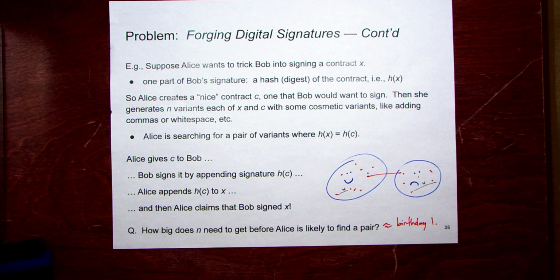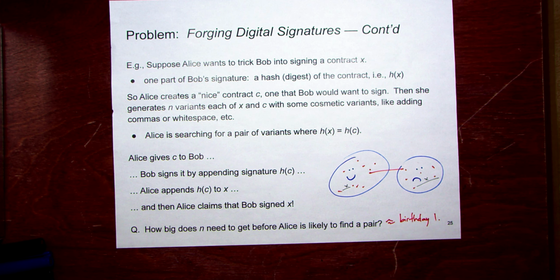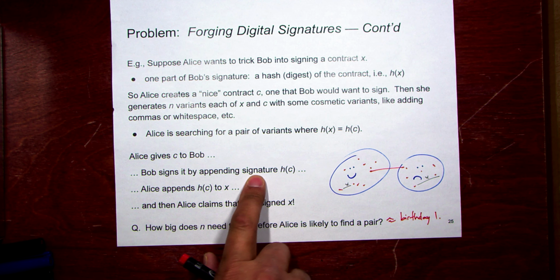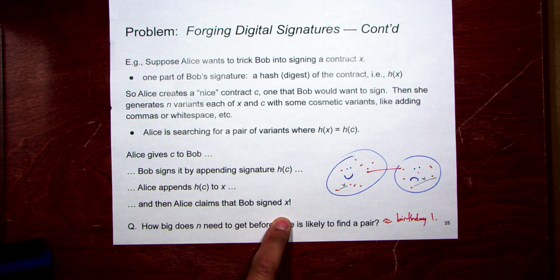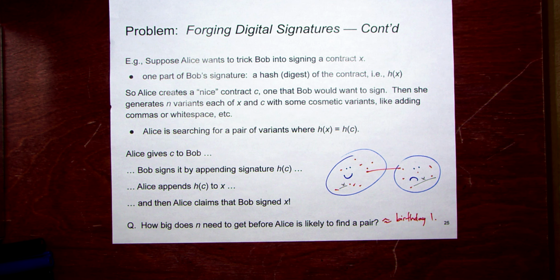There's a hand that went up. Yeah, so Bob, in order to legitimize this thing, has their own private key, and they use that to sign. The way that they verify that it's Bob is that Bob's public key is known, so they just run it and it gives Bob's signature back. So that's how they verify it. So Bob has his own signature that legitimizes it. But then Alice appends it to X, which is the bad one. Did I answer it? Yeah.